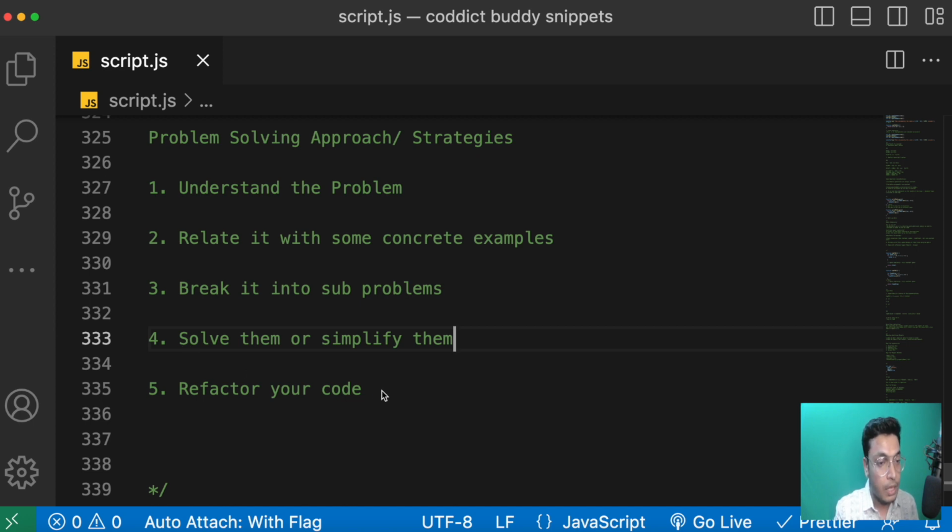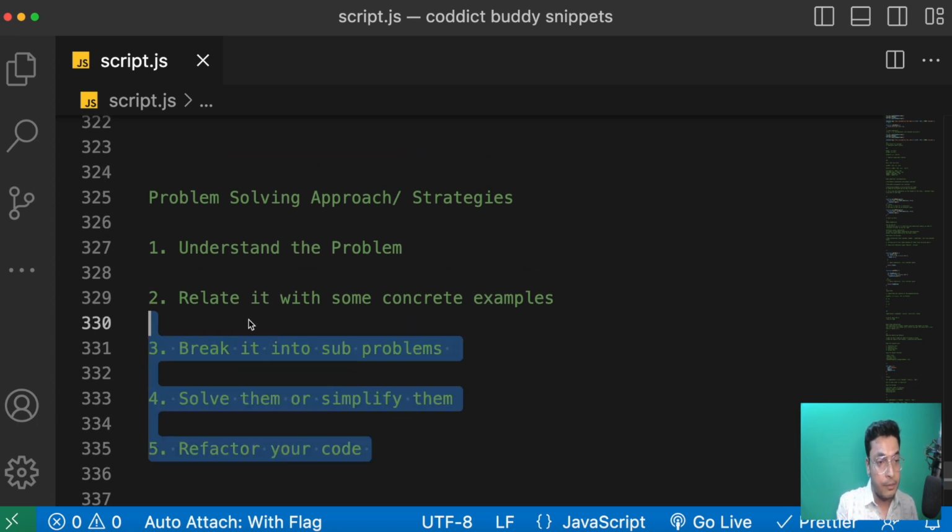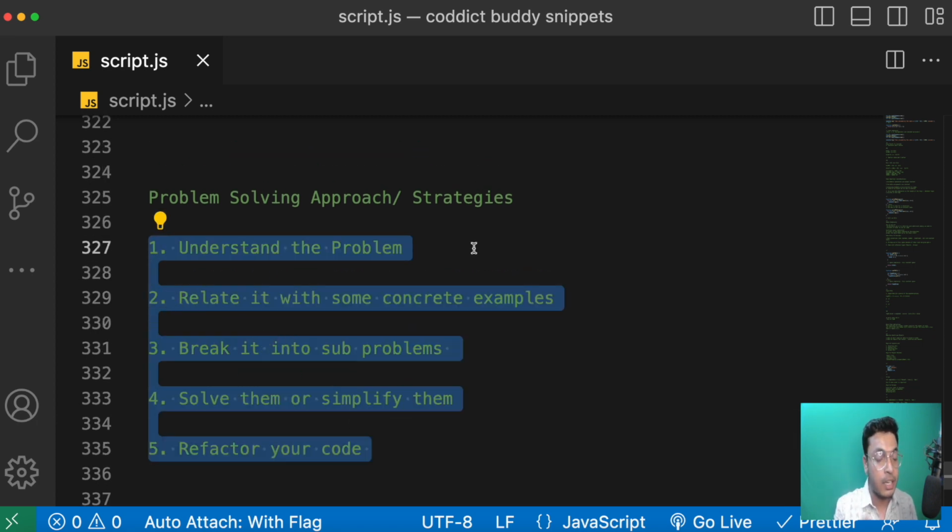Okay, and then once we are done with our problem, once we have finally achieved the solution to our problem, we will look back at our code and refactor it a little bit, so that it will look a little bit nicer, right? We don't want to leave our code looking messy, right? So we will refactor our code as well. Okay, so these are the things which we are going to learn in the next couple of videos.